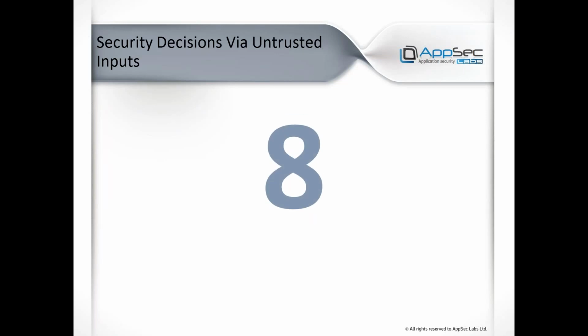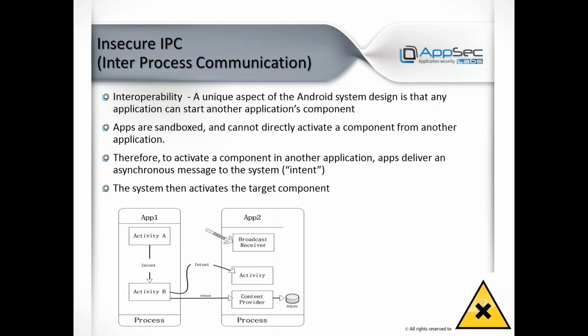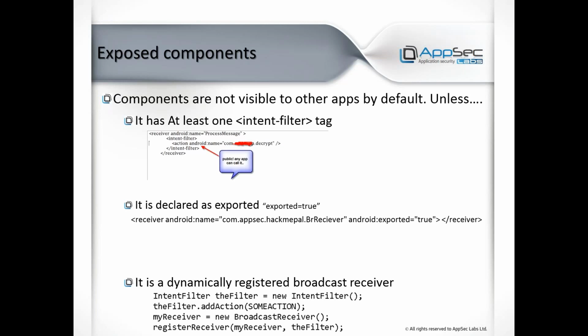Problem number 8 is security decisions that happen via untrusted inputs. Here we're talking about the fact that the app might consume information, same as in the previous one, but here apps can communicate with each other and send messages to each other, so apps can somehow abuse the functionalities of another app. For example, if an app has developed a component that is doing encryption or decryption or whatever, and this component was developed for the app itself to consume.